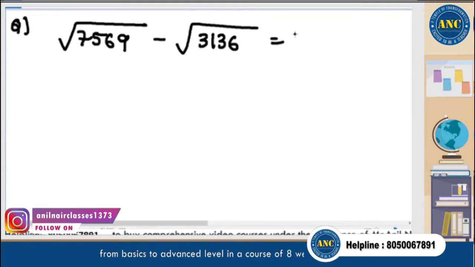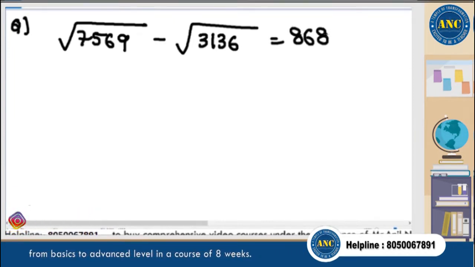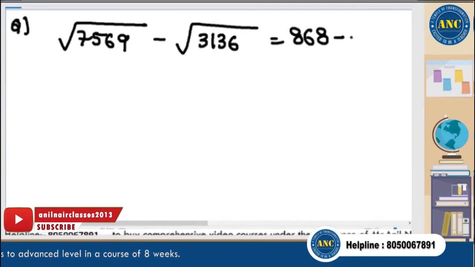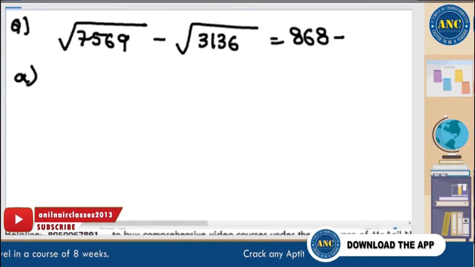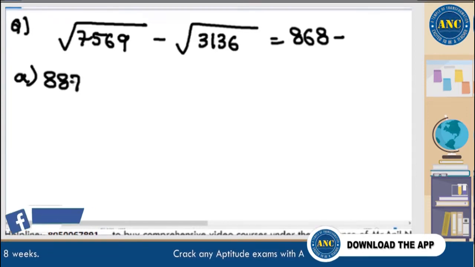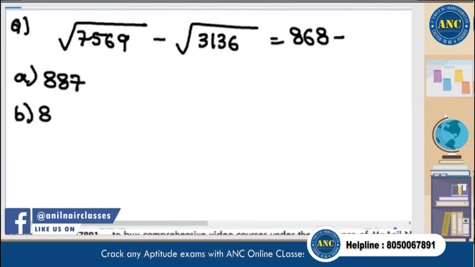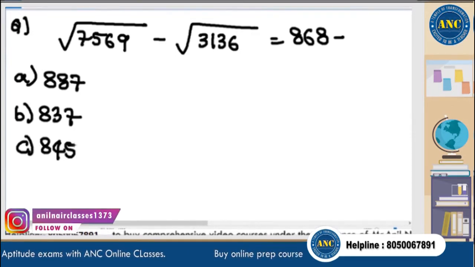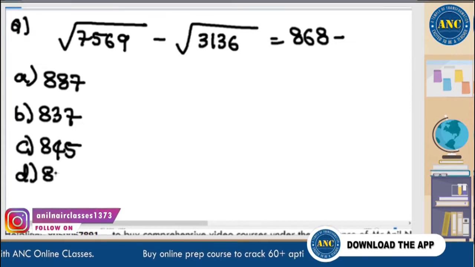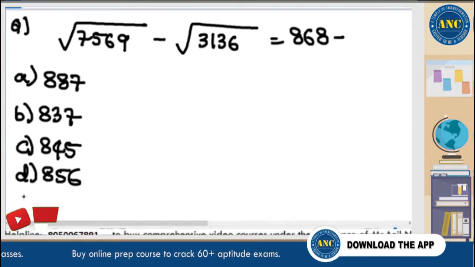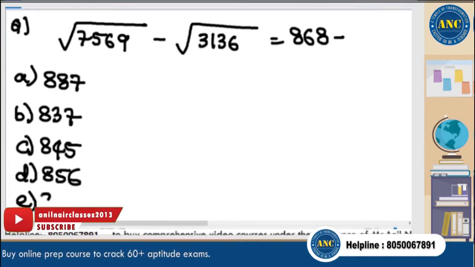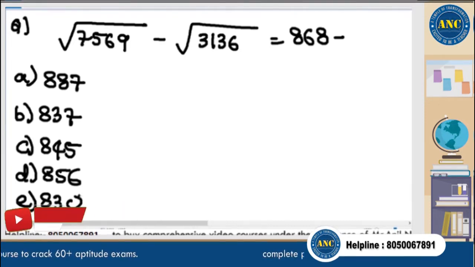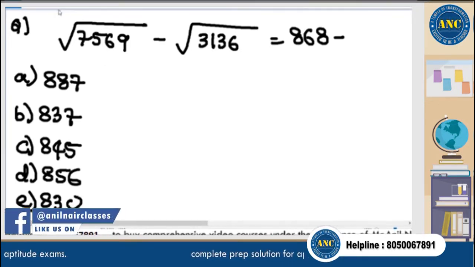The options are 868, 887, 837, 845, 856 and 830. Original question. This is a question asked by a student from Trivandrum who has bought our full course.